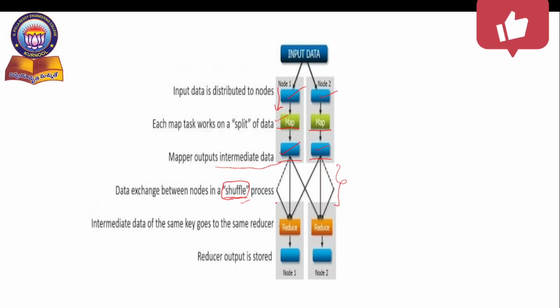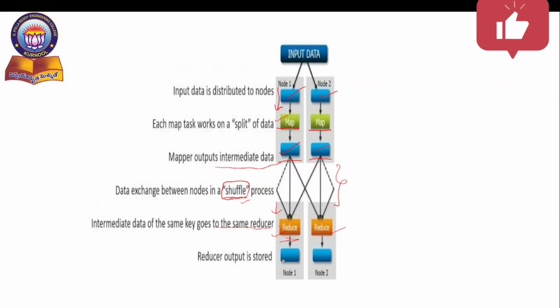Now the data coming after shuffling will be transferred to the reducer. As with the number of nodes, we will see the number of reducers here. So intermediate data of the same key goes to the same reducer. Based on the keys generated from the mapper and after the shuffle process, the data will be transferred to the reduce.